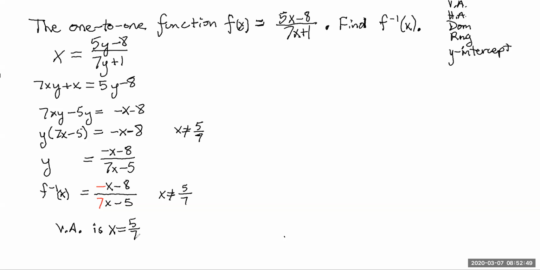Let's find the horizontal asymptote. The horizontal asymptote occurs for a rational function when the degree of the numerator is equal to the degree of the denominator. And then we actually look for the coefficients of those highest degrees. So in this case, the coefficients are -1 and 7. So our horizontal asymptote is y equals -1/7.